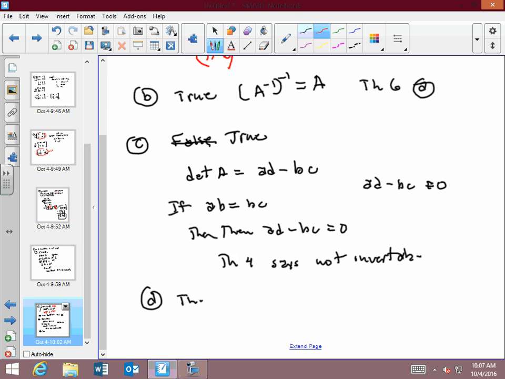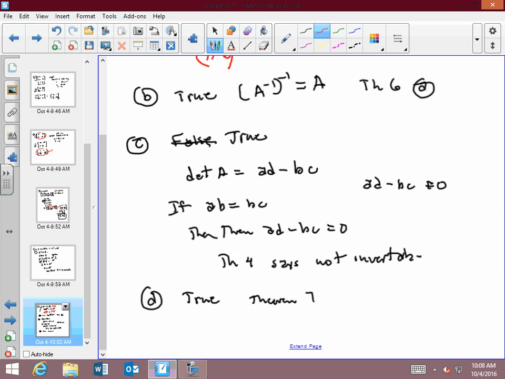True, T. Because anytime it says if and only if, it means if the first, then the second, if the second, then the first. And if the second, A is row equivalent to IN, then A is invertible. And that's what this is saying. If A is row reduced to the identity matrix, then A must be invertible. So theorem 7 is stating that's true.